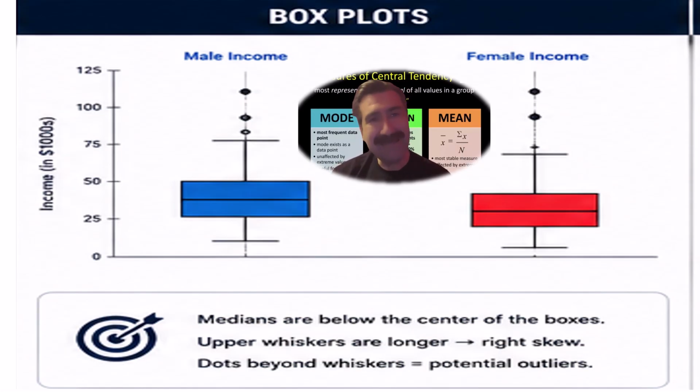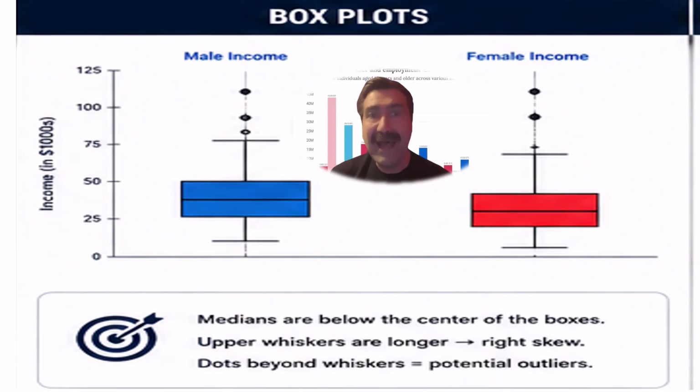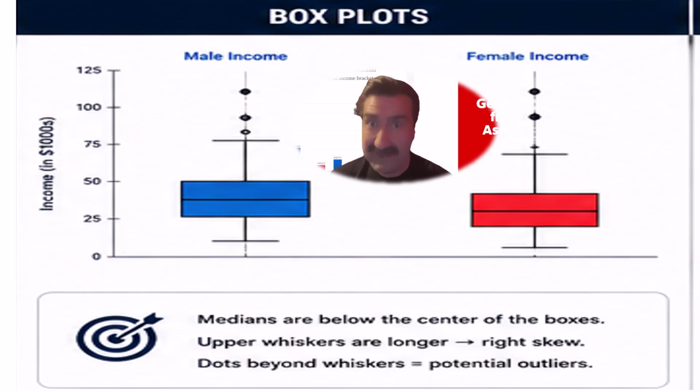Here are box plots and stem and leaf plots. Now, let's examine the box plots. Box plots provide a concise summary of distribution characteristics. The box contains the middle 50% of observations. The line inside the box represents the median. Whiskers indicate spread. Points beyond the whiskers often represent potential outliers.